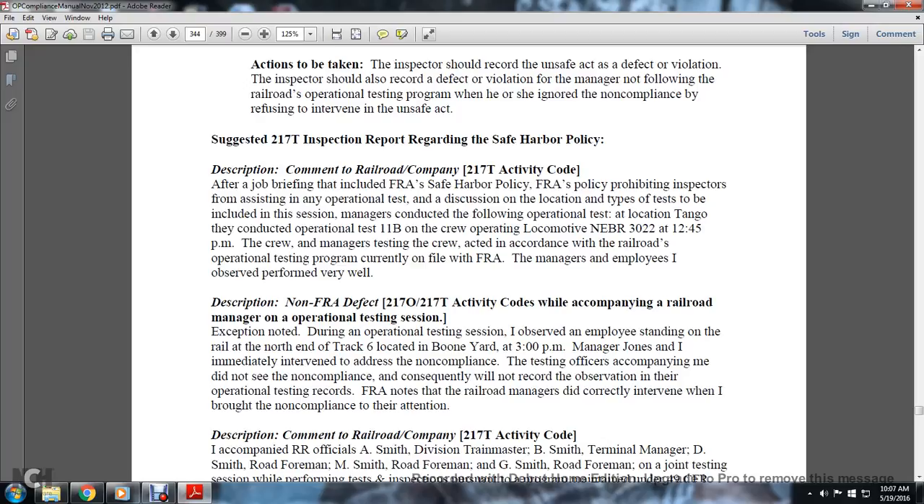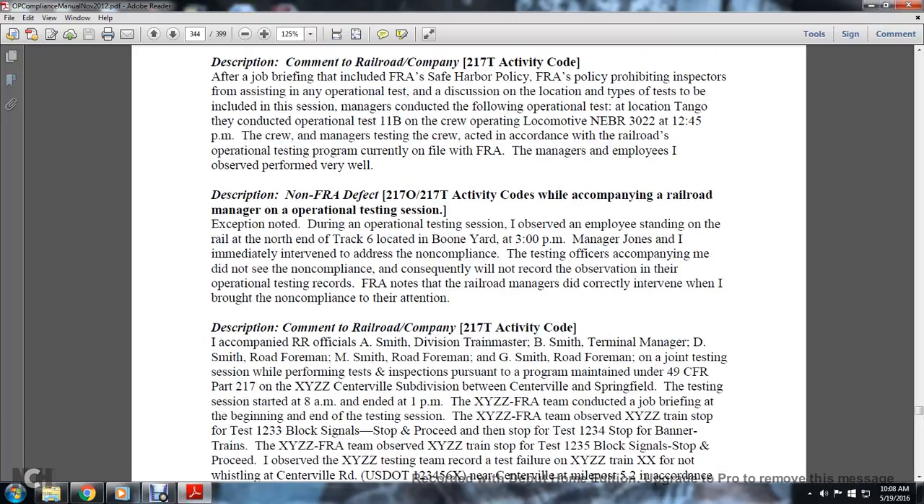Suggested 217 inspection report comment to the railroad company regarding the safe harbor policy, under the 217 activity code. After a job briefing including the FRA safe harbor policy and the FRA policy prohibiting inspectors from changing the operational testing discussion, the location and type of the test, the inspector was included in the session. The manager conducted the following operational test at the location of Tango, operational test 11B on the crew operating locomotive Nebraska 22 at 12:45 p.m. The manager tested the crew in accordance with the railroad operating test program currently on file with the FRA. I observed the employees performed very well.